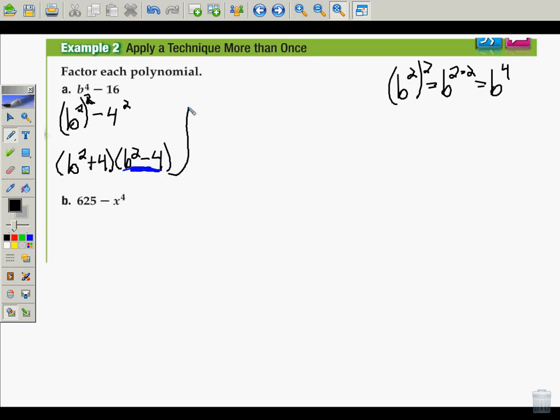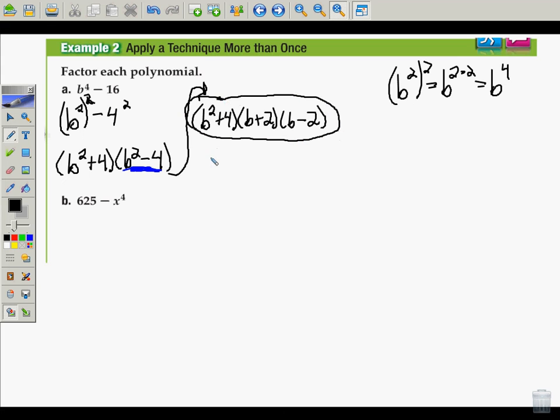The first part won't change because I'm adding 2 squares together. We don't have a trick that deals with adding squares. But when I'm subtracting squares, remember it's b squared minus 2 squared. I could do b plus 2 times the quantity of b minus 2. Okay, so that's what it means by applying the technique more than once. We actually end up finding 2 different differences of squares as we go through and factor this.